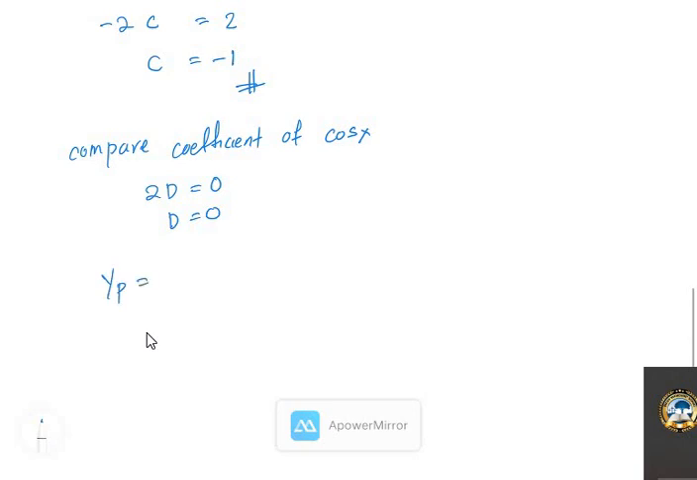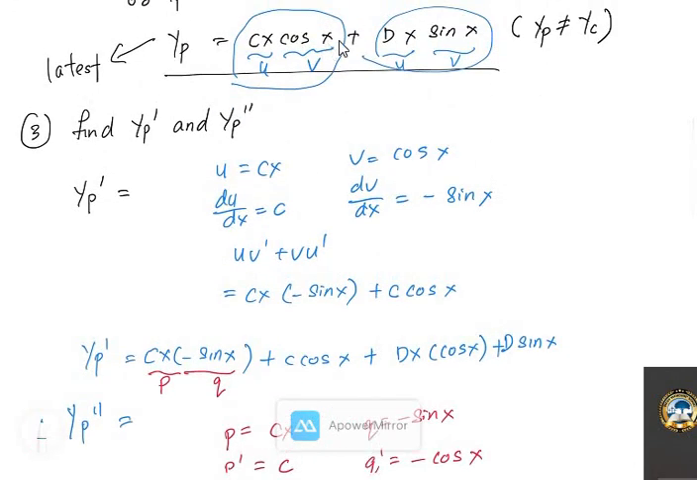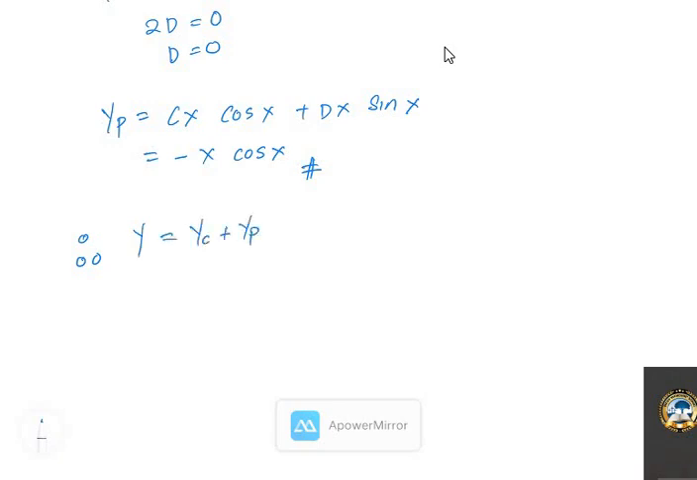So therefore we say that yp, if we check back, yp is cx cos x plus dx sin x, equal to, c is negative 1, so negative x cos x. Now you can write down your general solution, y equal to yc plus yp equal to a cos x plus b sin x minus x cos x. You combine the yc plus yp. So this is the yc and this is the yp.